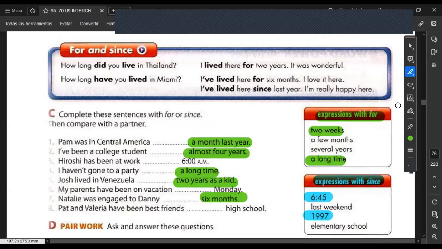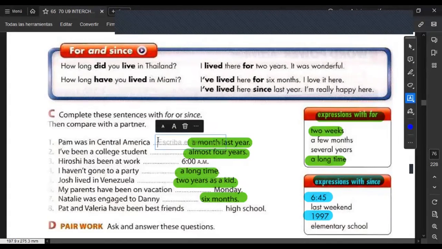Entonces, estas de verde son con for, ¿verdad? Son for. Aquí sería for. A ver si since. For, ajá, esta sería since.